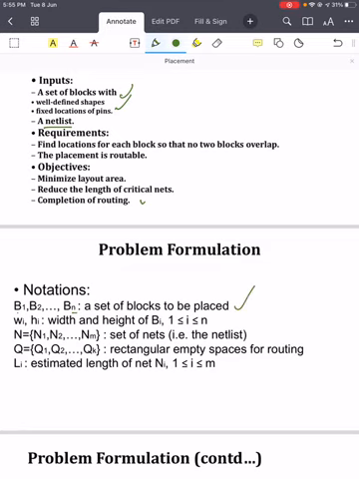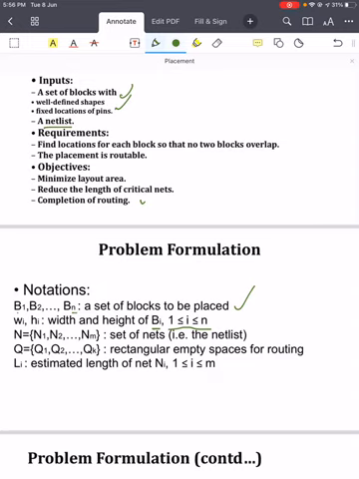So we are defining like that, and each of the blocks, Bi, we have a total of n blocks, 1 ≤ i ≤ n, and each of the blocks has width and height wi and hi. Okay, and then we have to define two sets.